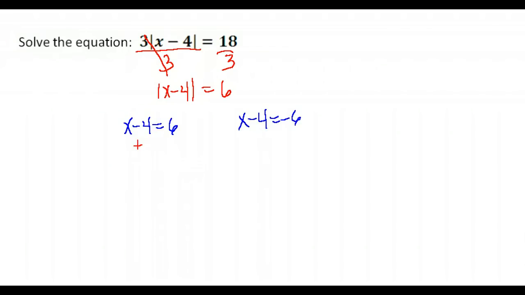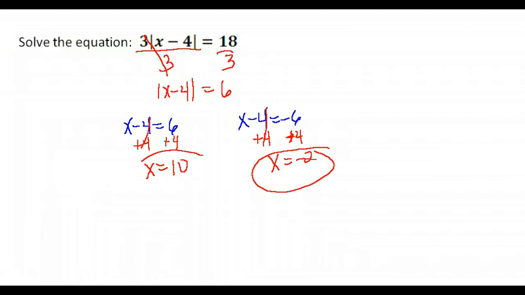And we solve. Add 4 to both sides, and I get x equals 10. Add 4 to both sides of this one, and I get x is negative 2. So there are my two solutions. x is 10, x is negative 2. Again, you can pause this at any time. Pause the lesson if you need to take notes or want to try it on your own.